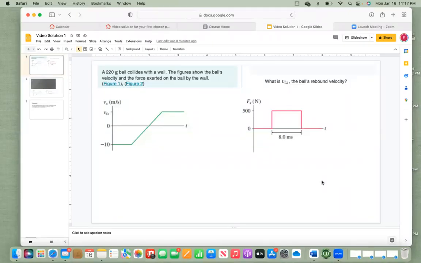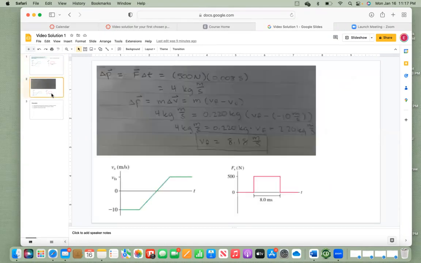All right, the problem I'm going to be doing is a 220-gram ball collides with a wall. The figures show the ball's velocity and the force exerted on the ball by the wall. And what we're asked is, what is the final velocity, the ball's rebound velocity? So we're given two figures. We're given the velocity versus time graph and the force versus time graph. So we're gonna be able to use the information from these two graphs when we're solving the problem.